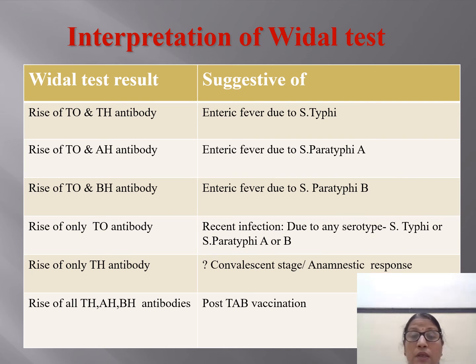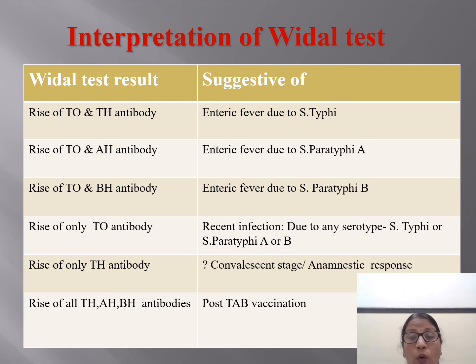And whenever there is vaccination, sometimes a patient has taken vaccination, or military personnel or some person, they are routinely getting this vaccination against enteric fever, then in that case there will be a titer of H as well as AH, BH antibody titer will be high, that is more than 200 in all the tubes in Widal test.